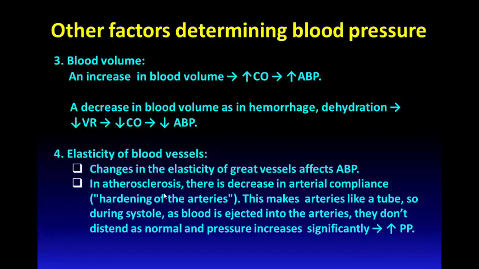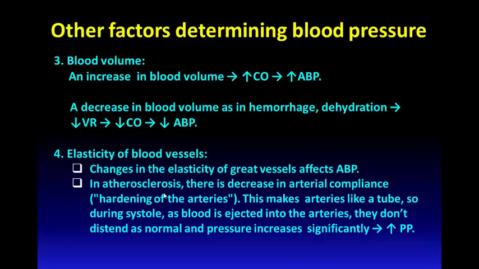Elasticity of the blood vessels is another important factor determining the blood pressure. Changes in the elasticity of the great vessels, the big arteries, affects arterial blood pressure. The aorta is an elastic artery, and I mentioned this elasticity of the aorta is important because it allows the aorta to accommodate the stroke volume when the left ventricle ejects the stroke volume into the aorta. So the aorta expands and accommodates the stroke volume.